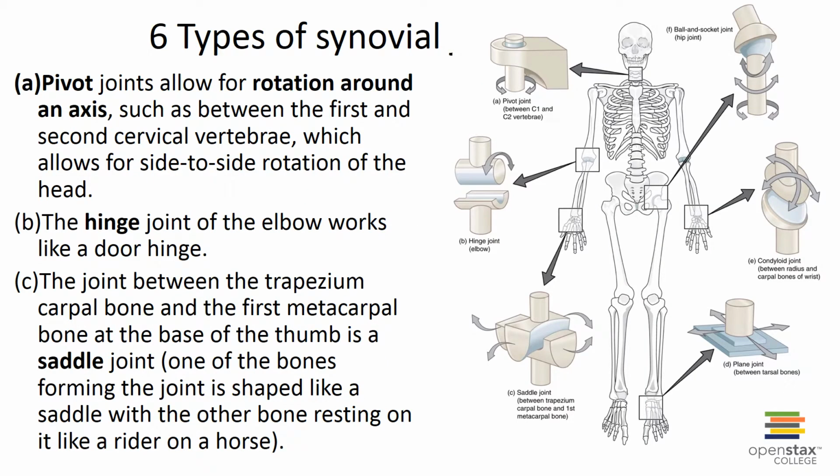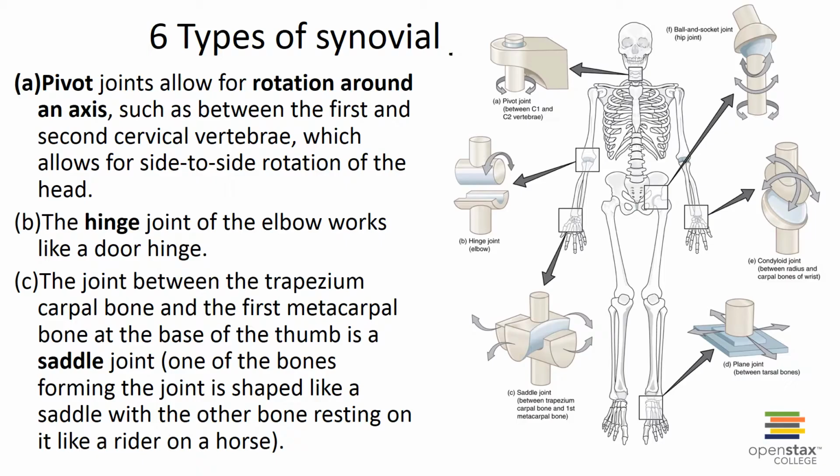There's 6 types of synovial joints that you should be familiar with. They are listed here: pivot, hinge, saddle, and then we'll talk about plane, condyloid, and ball and socket. Now, each of these types of joints is described based on the shape of the articulating surfaces of the bones. So they're basically an anatomical class of a synovial joint based on the shape of the articulating surfaces of the bone.